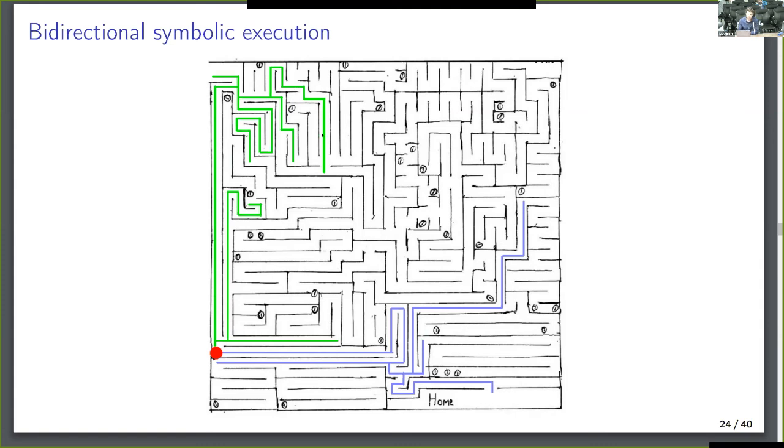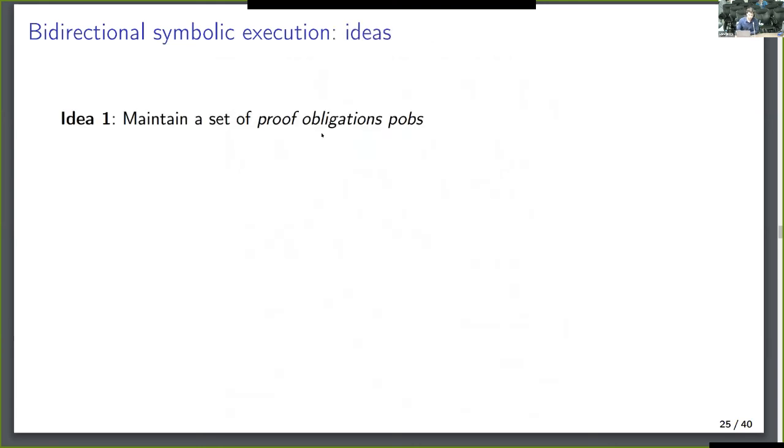The idea is to lead two lines, one from the beginning and the second from the end, and maybe they will join somewhere in the middle. So this is essentially what we do. We have two ideas here. These are two core ideas.